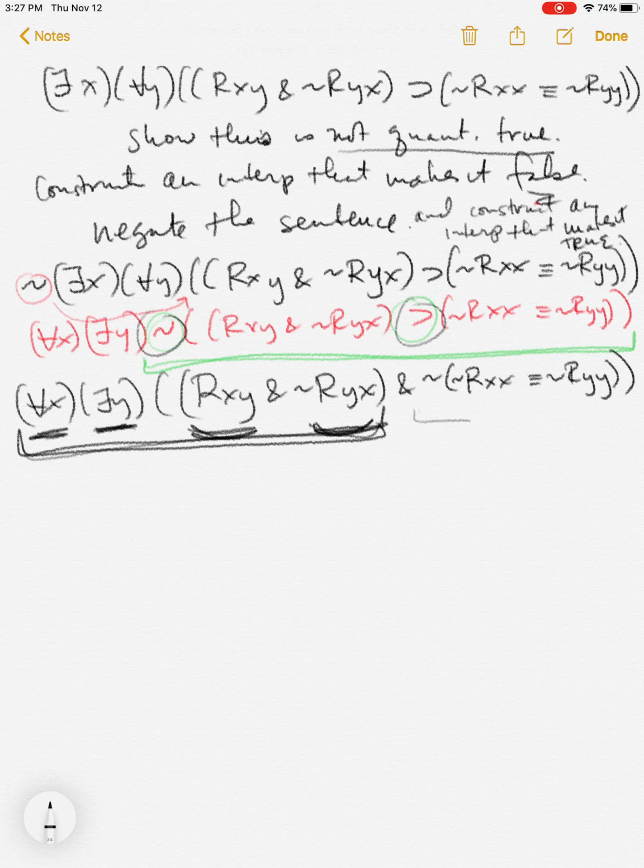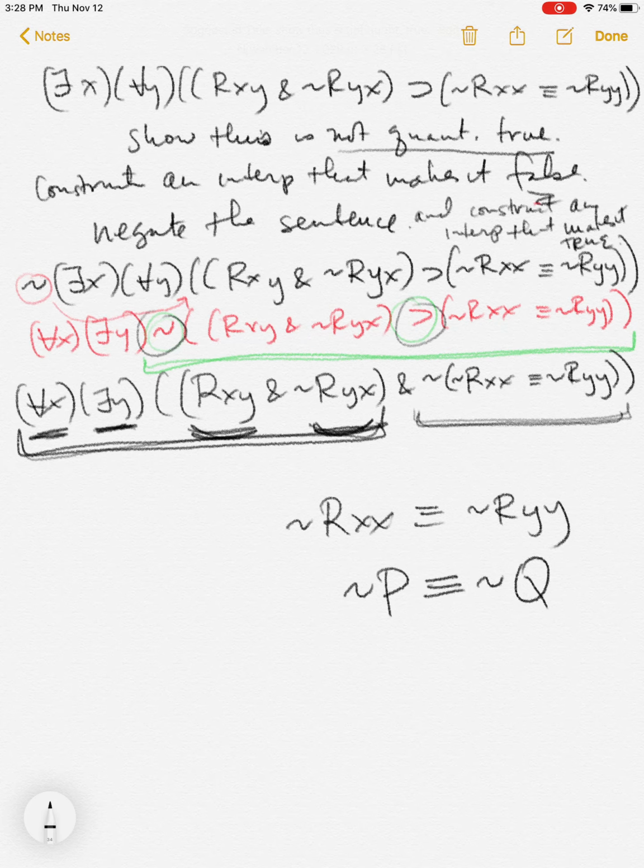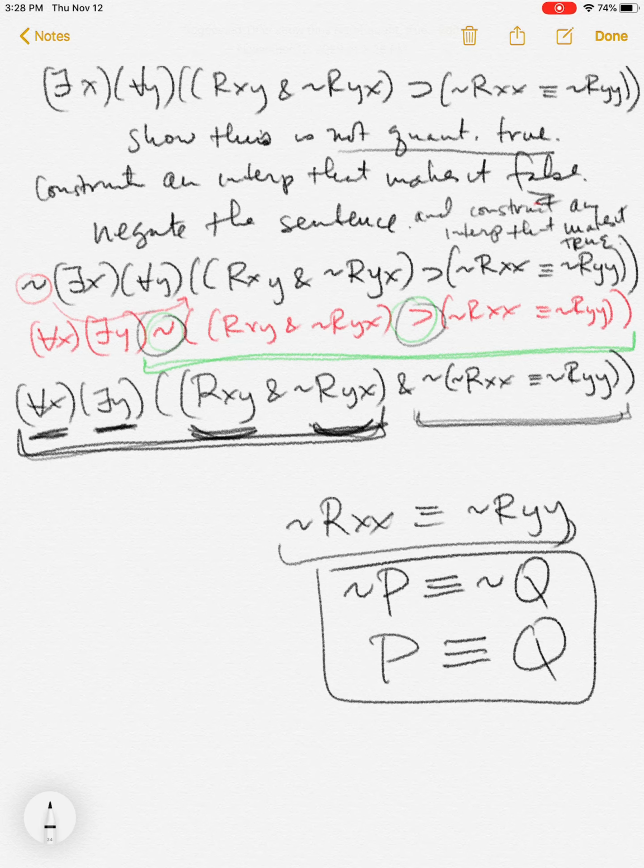But now this has got a whole bunch of negation signs. It's a little bit confusing to get. So I'm taking a look at what's inside this negation sign, namely not Rxx, if and only if not Ryy. And I'm remembering or observing that a sentence of this form, which is basically what we have here, right, is equivalent to that, right? These two sentences are equivalent.